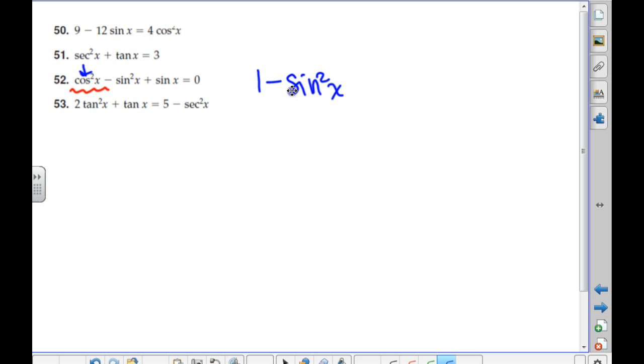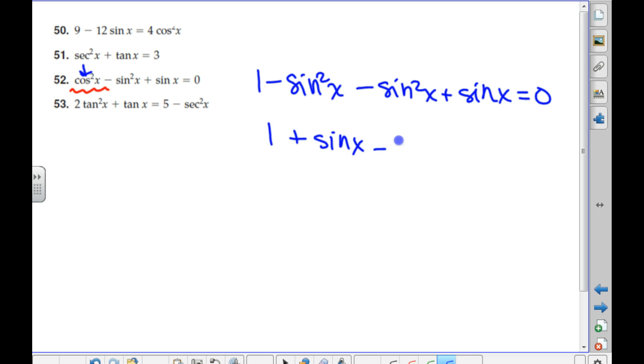Does that make sense? Cosine squared is just 1 minus sine squared. And then the rest of the problem says minus sine squared plus a sine. So it's 1 minus sine? No, 1 plus sine. No, 1 minus 2 sine squared. Okay. I'm going to write it as 1 plus a sine of x minus 2 sine squared of x.